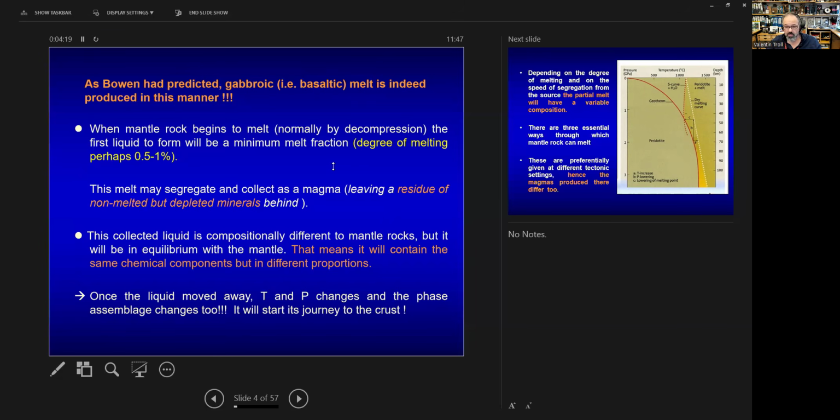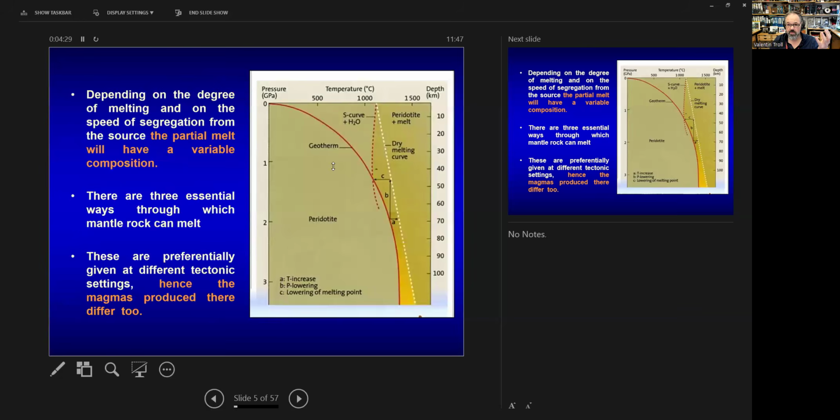Once the liquid moves away from the source, pressure and temperature will change, and then the phase assemblage will change as well. And that's when the magma starts its own life independent of the source.